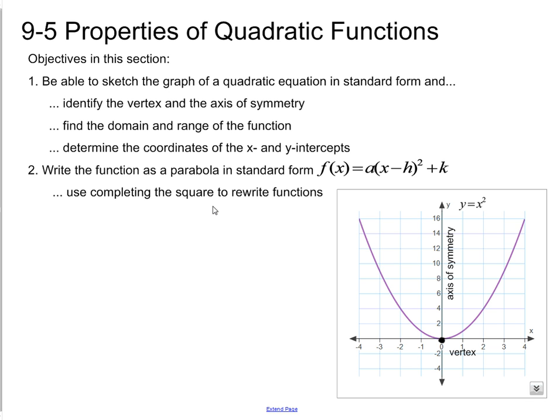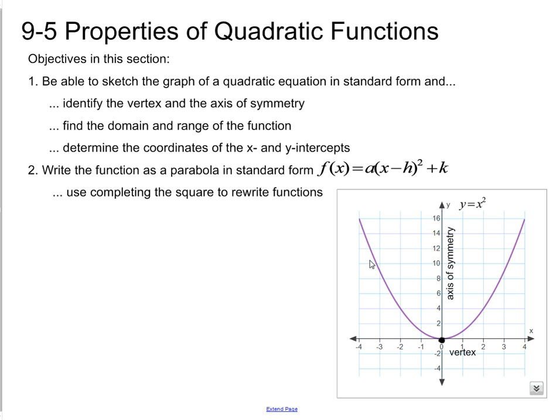Additionally, we're going to be looking at the function of the parabola in standard form, which is typically given this way: f of x equals a times x minus h squared plus k, and we'll explain what each of these pieces mean, and use completing the square as a method for rewriting these functions in order to find all of the features of the graph that we talked about. It will be instructive for us to start by talking about the basic graph of y equals x squared and what that means for us.